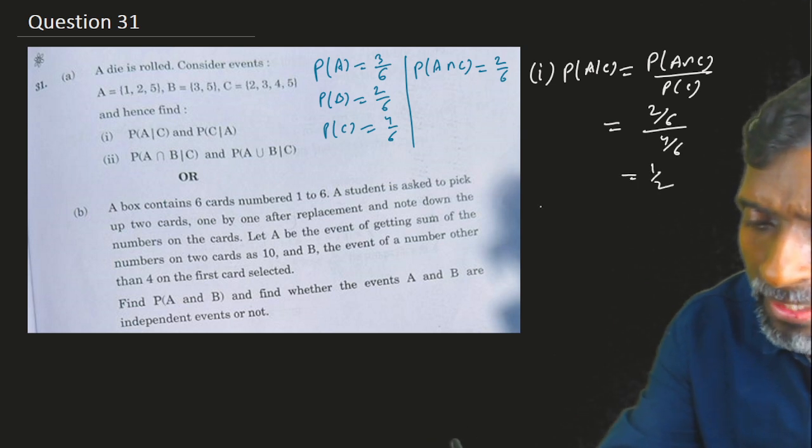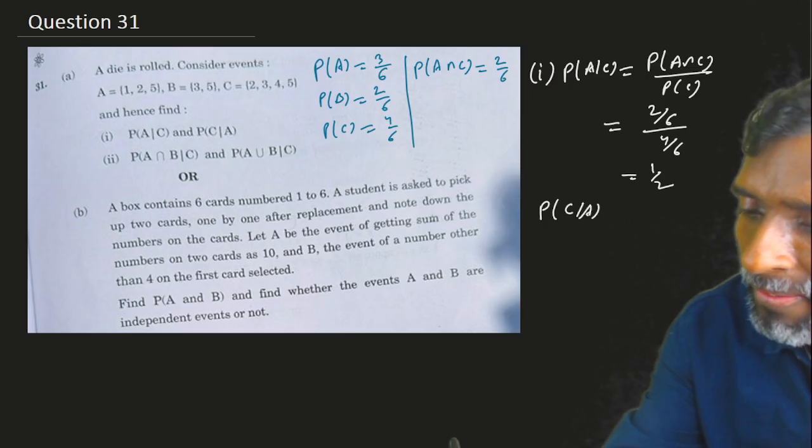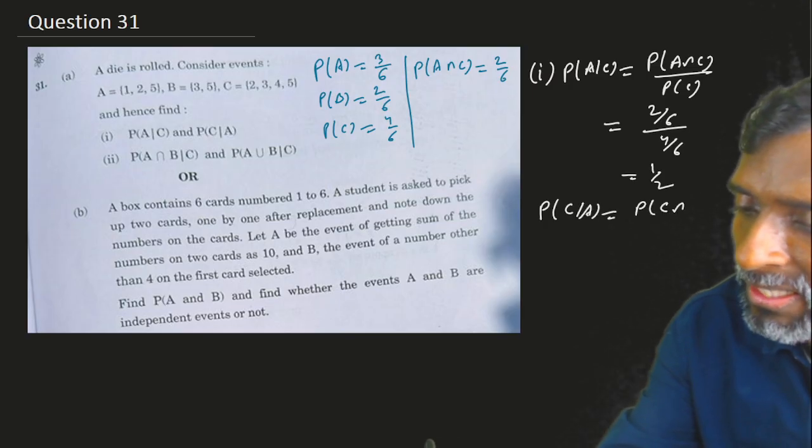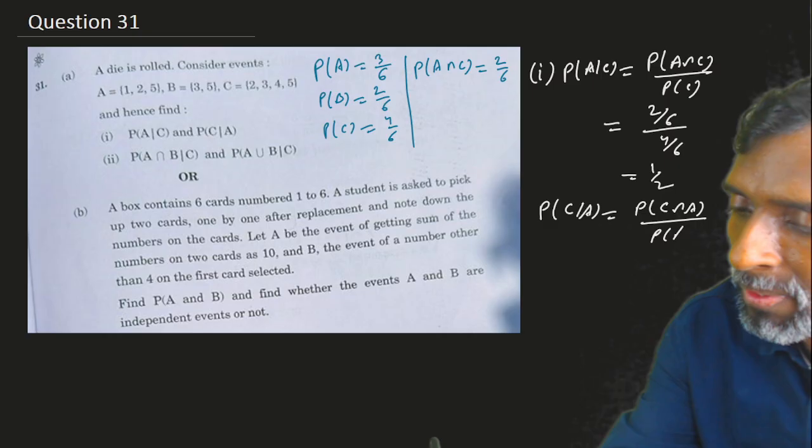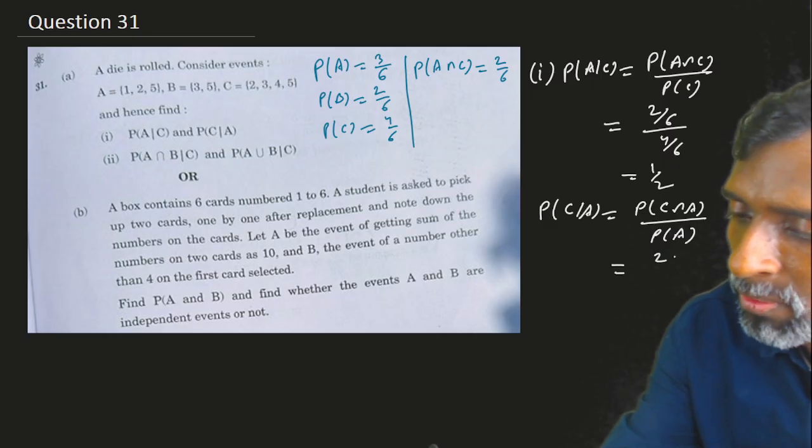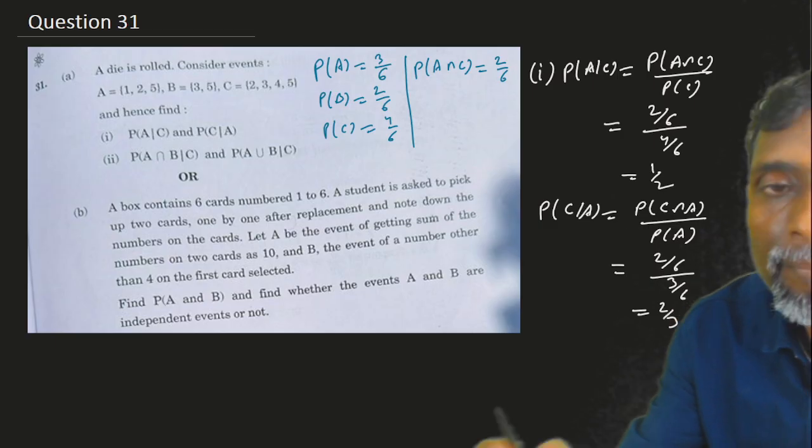Second part of this question is probability of C by A. So it is probability of C intersection A. Again, it is the same as the probability of A intersection C. So it is 2 by 6 divided by 3 by 6. The answer is 2 by 3.